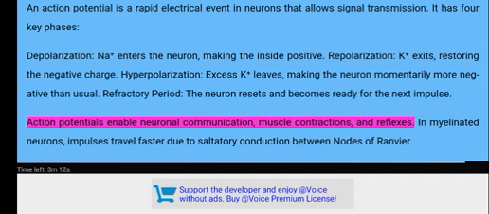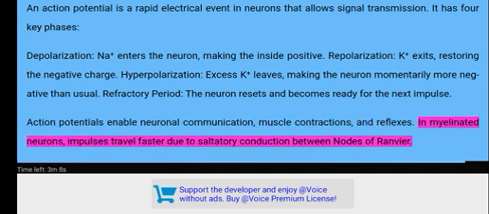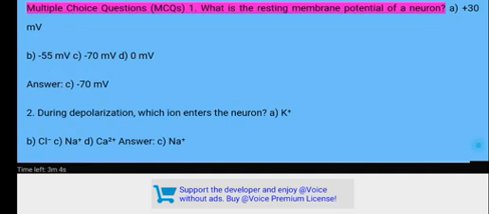Action potentials enable neuronal communication, muscle contractions, and reflexes. In myelinated neurons, impulses travel faster due to saltatory conduction between nodes of Ranvier. Multiple choice questions. MCQs. 1.